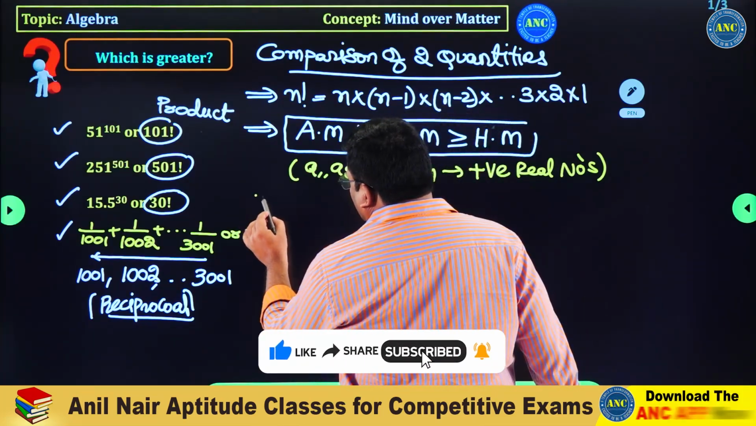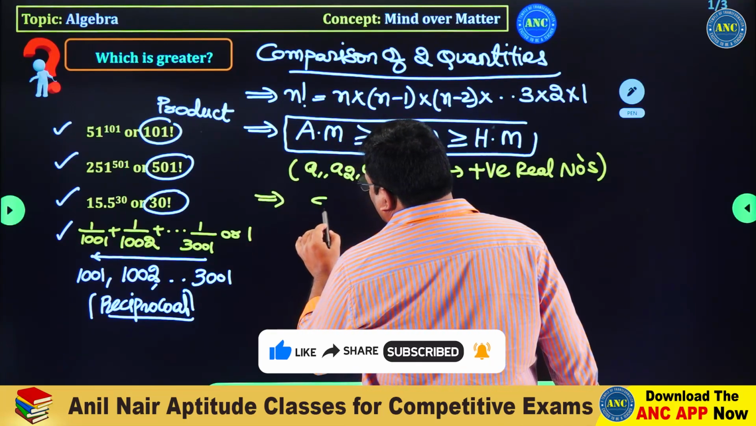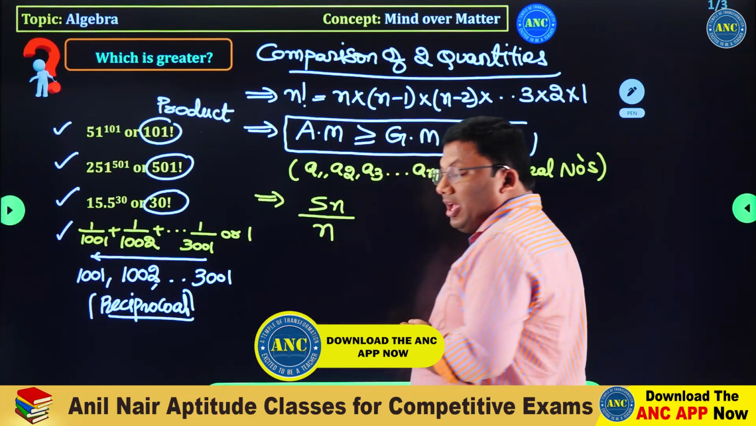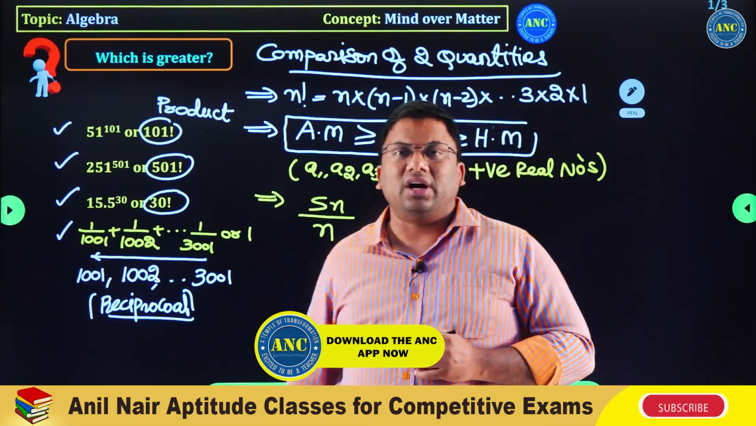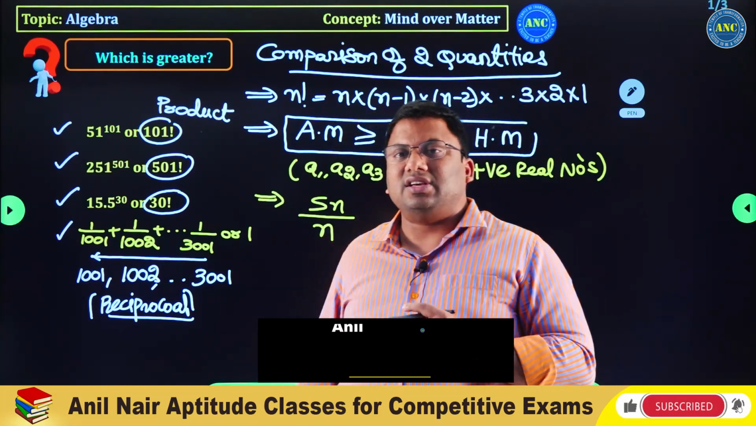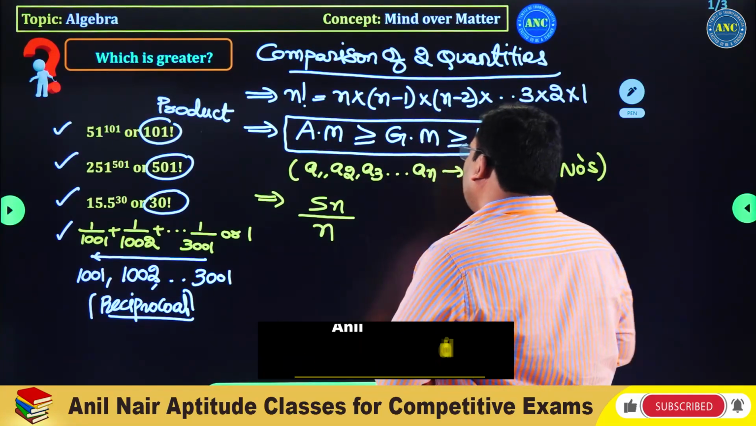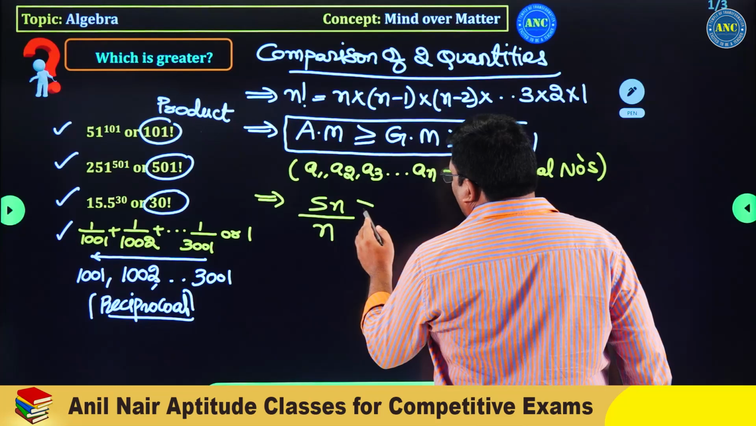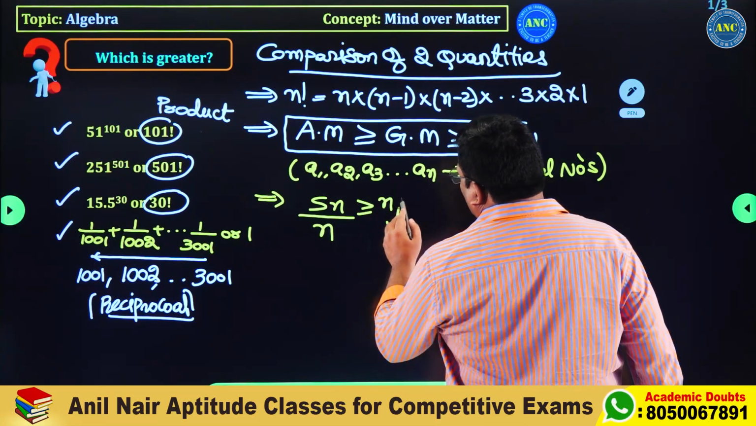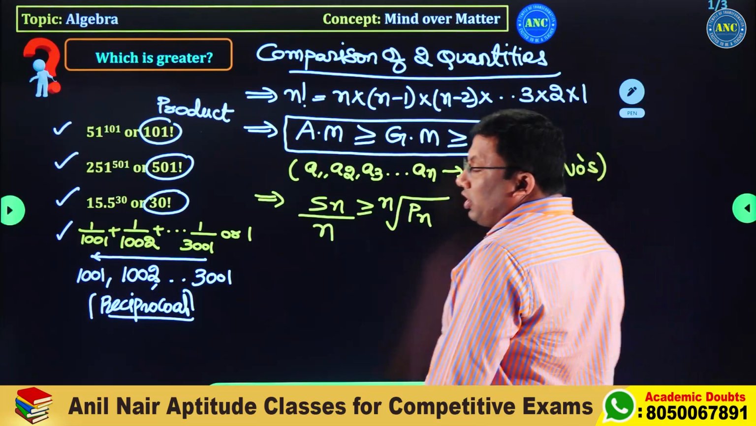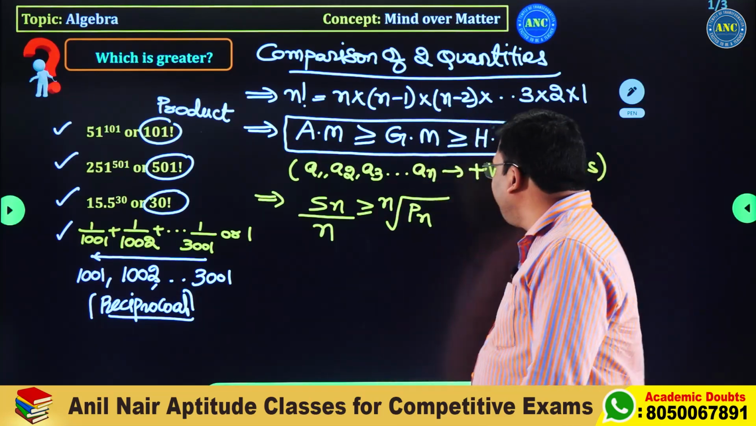Now, next key point. What is arithmetic mean? Sum of the quantities by number of the quantities. Arithmetic mean is also called average. Average is given by sum of the quantities by number of the quantities. Geometric mean is the nth root of the product of the quantities.